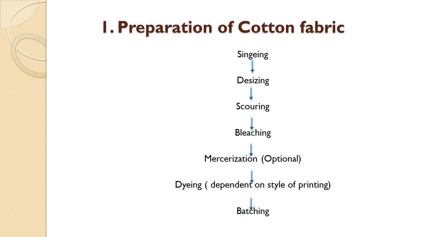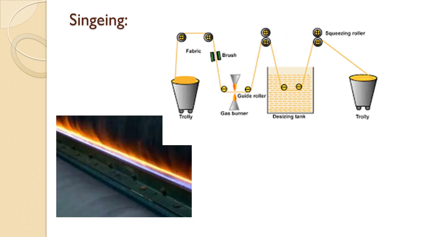So if the batching is not proper, in that case we may get some faulty print effects at the selvages. So let us go one by one. Singeing. So this is just revision. What exactly singeing is? In case of singeing, we remove the short protruding fibers from the fabric surface.